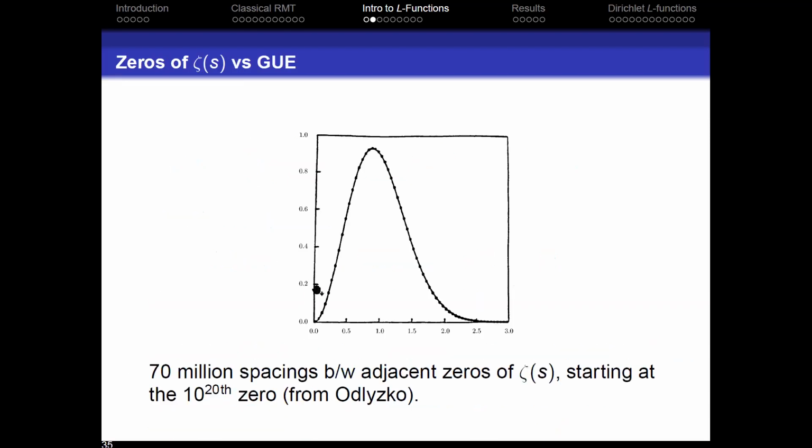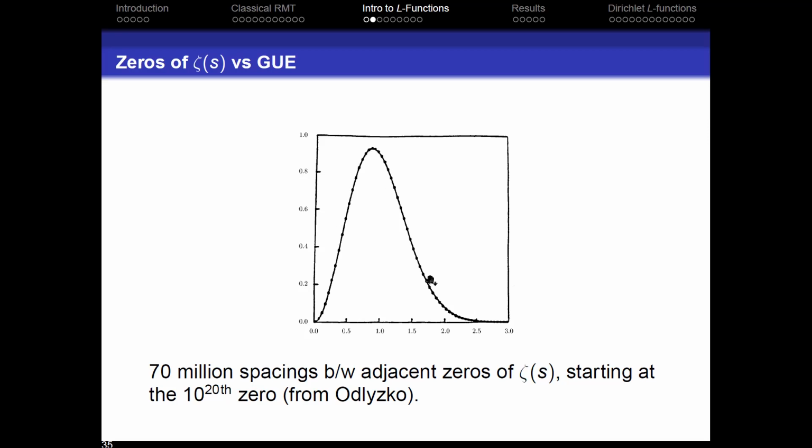And so one of the most beautiful figures you'll ever see in mathematical physics: here are 70 million consecutive spacings of zeta starting at the 10 to the 20th zero. So again, you might think that this is fairly impressive, and it is a highly non-trivial calculation, but 10 to the 20th is still a very finite number. And it is possible that the limiting behavior has not yet sunk in. We don't think that's the case, but you always have to be careful when you see something like this.